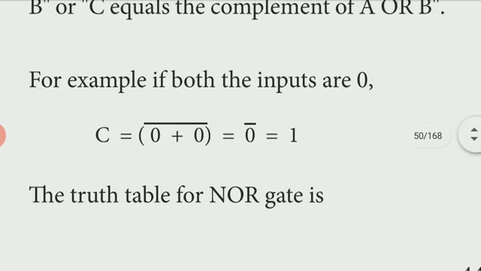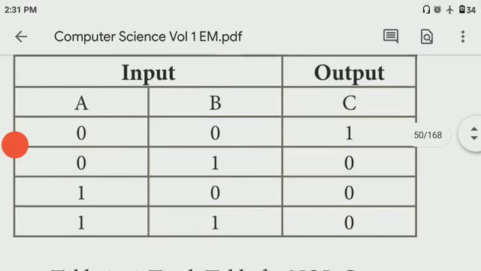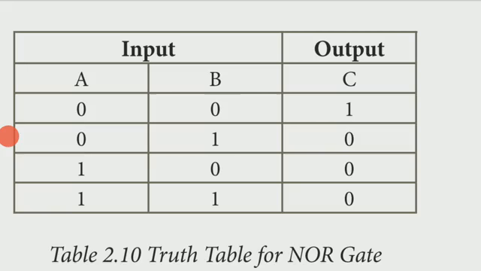And the NOR gate truth table is, see here, the truth table of the NOR gate. A and B are considered as inputs, C is the output. Here both inputs are false, so the result becomes true. Here, if any one input or both inputs are true, the result becomes false. This is the truth table for the NOR gate.